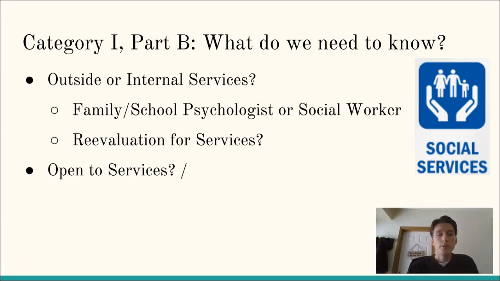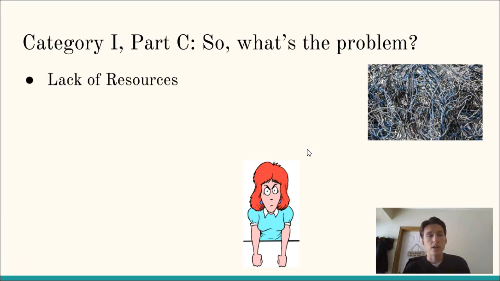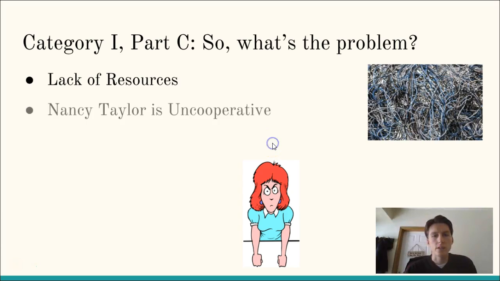So there's one thing of getting them connected, but also the other thing about, are they actually going to take that help? Okay, so category 1, part C. What is the actual problem? There's a lack of resources, I would say. It is a small district. It seems that there are things that we can do, such as the interventions, there's help, but maybe not all the things that they need.